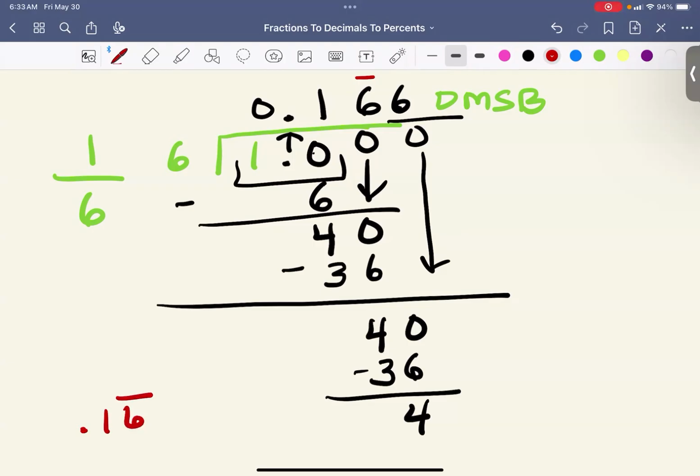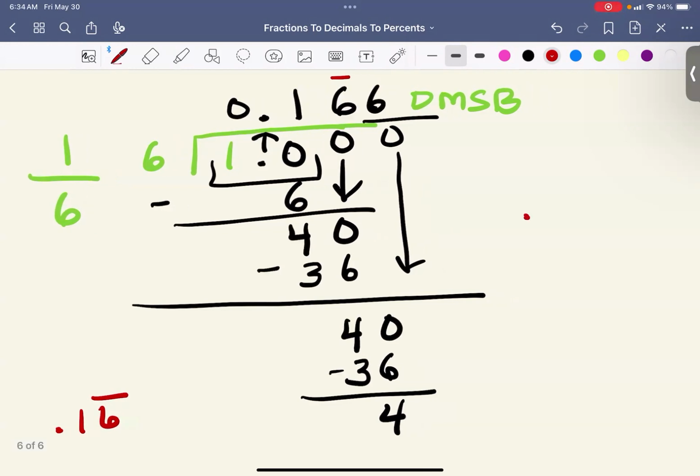So we could just write our answer as 0.16 with a line over the 6, like that. Now to change this into a percent, 0.166, I got to move the decimal over two places to the right. So 1, 2, percent sign, we get 16.6%.